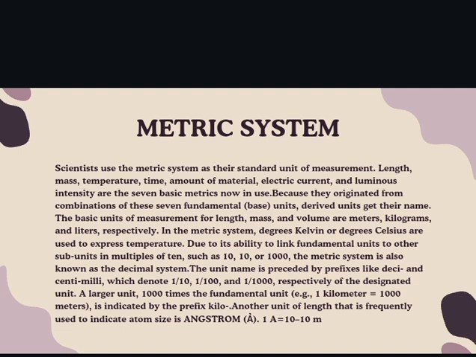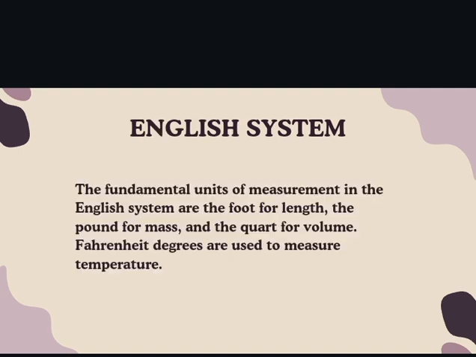Metric system: a system of measurement in which the basic units are the meter, the second, and the kilogram. English system. The fundamental units of measurement in the English system are the foot for length, the pound for mass, and the quart for volume. Fahrenheit degrees are used to measure temperature. English system: a system of weights and measurement based on the foot, pound, second, and pint.